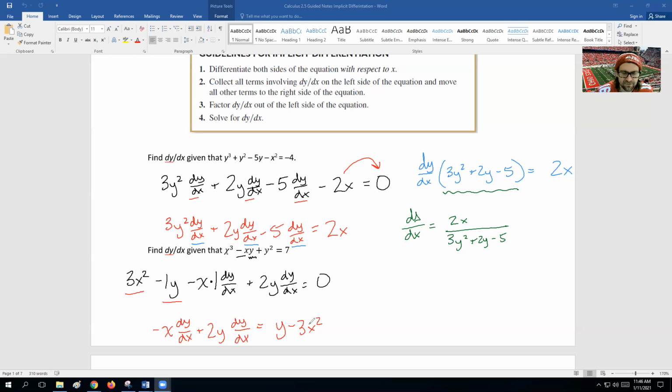Okay, so now we need to factor out our dy dx. I'm already thinking ahead. We need to factor out, so it'd be negative x plus 2y, times dy dx, equals y minus 3x squared. All we did was take the dy dx from both of those terms. And then lastly, we need to divide to solve, so dy dx is equal to what we have on the right side, y minus 3x squared, divided by what we have here, negative x plus 2y. And there's our answer.